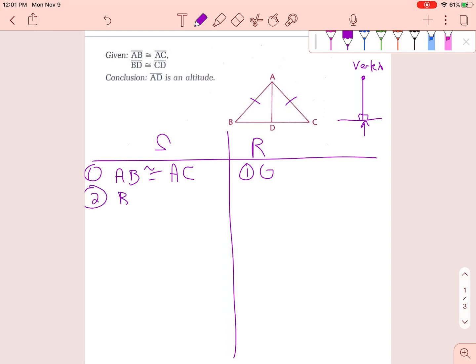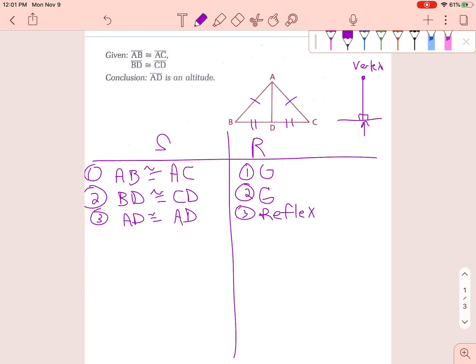We have BD is congruent to CD, and that is also given. And then from here, if you'd like to use angle B congruent to angle C, because if two sides are congruent, the angles are congruent. Or I think the easiest way is to go the third side. I think most of you guys would see that. And that is the reflexive property. Any segment is congruent to itself. Therefore, triangle ABD is congruent to triangle ACD. And that is by side, side, side.